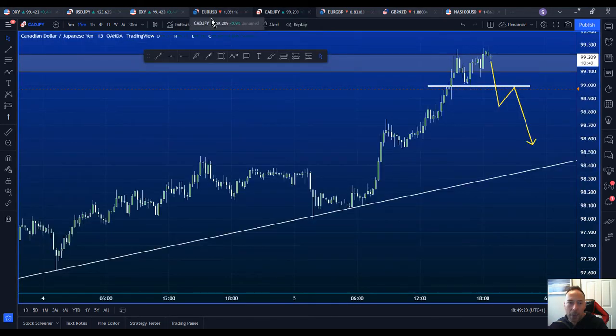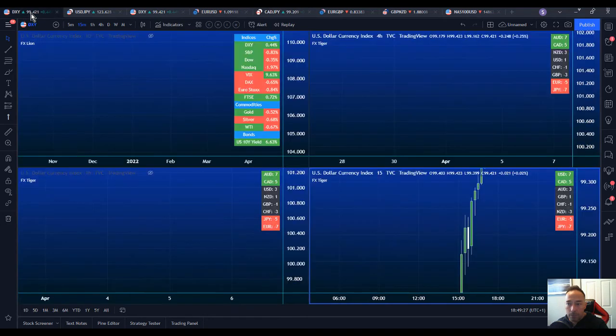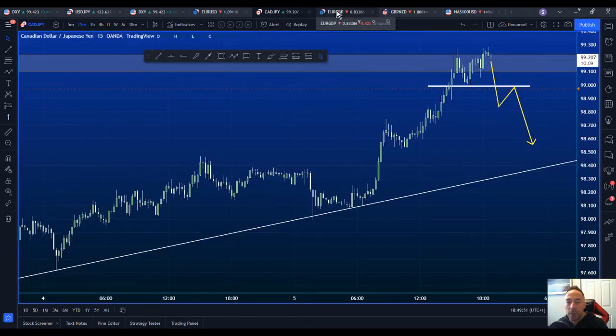So that's CAD yen anyway. Looking strong at the moment, as are all the yen pairs. Yen is the weakest market here on the 4-hour time frame. Hourly as well. It's down at the bottom. So don't go selling any yen pairs quite yet, but they are in great areas to look for shorts. But we need to see the price action before we get involved.